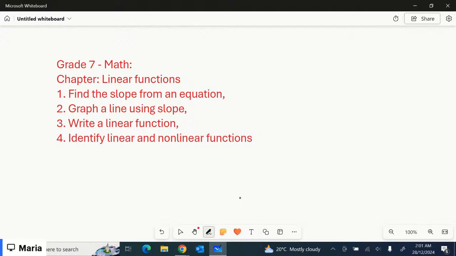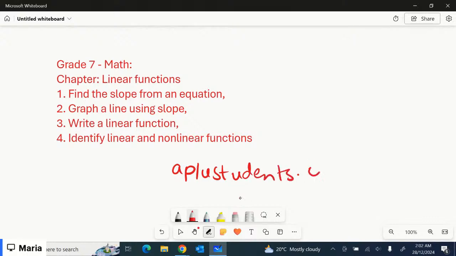We are here for grade 7 math. You can find all the lessons on aplusstudents.com. You have to log in there using your email address, and the password is provided by the administrator. Then you have to select math from the subject tab. Scroll down to grade 7 math and then click on view all lessons.